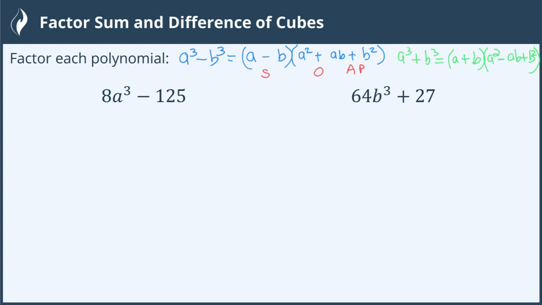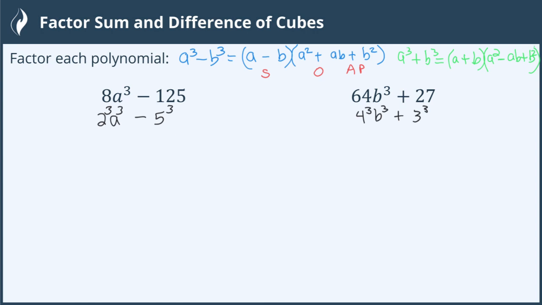So now let's go to our actual given problems. So we have 8 times a cubed, and we're thinking, is that a cube? It actually is. If you take 2 and cube it, you get 8. So we have 2 cubed times a cubed minus, and then if you take 5 and cube it, you get 125. And then we're going to go over here to this problem, and 4 cubed is the same thing as 64. And then we times that by b cubed plus, and then 3 cubed is the same thing as 27.